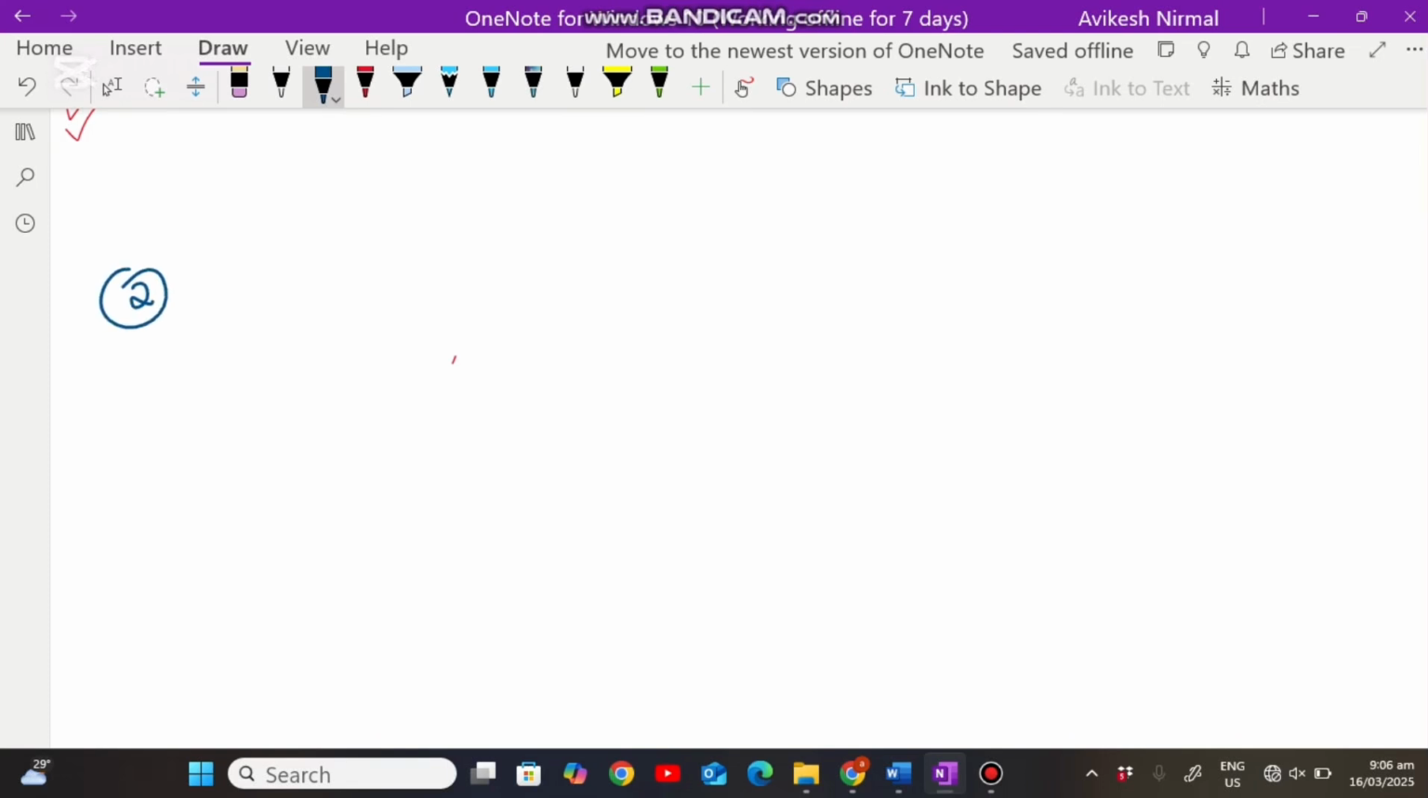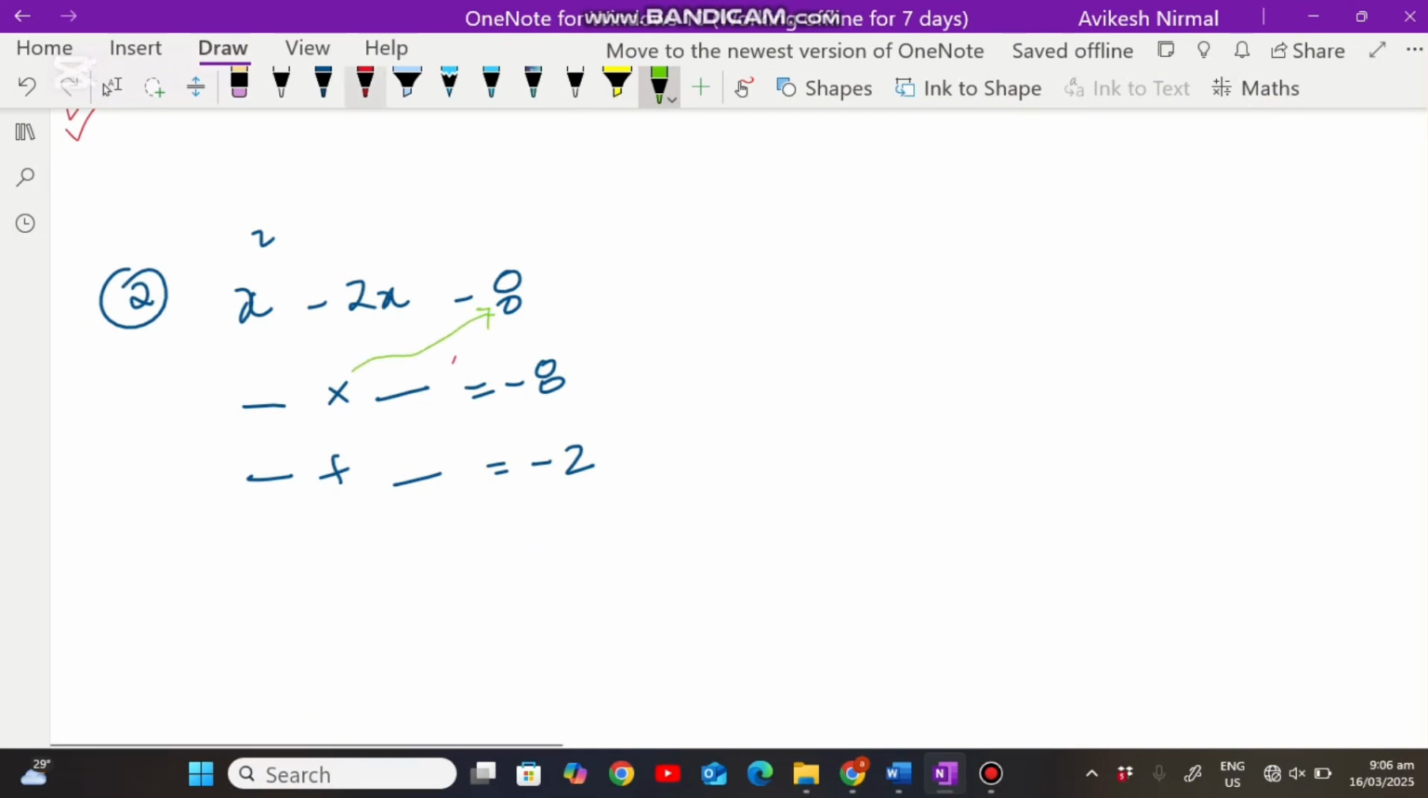So it's x squared, let's say minus 2x minus 8. What are we doing here? Once again, we're looking at two numbers which multiply to give me minus 8. Be very careful with the negatives, and the same numbers should add to give me minus 2. So remember, multiply to give you minus 8 and add to give you minus 2.